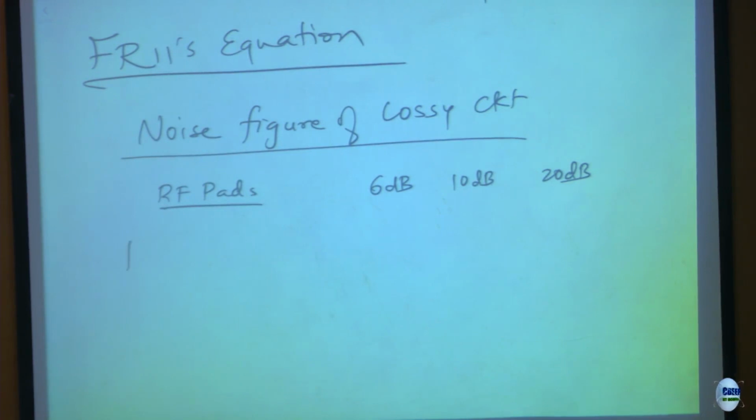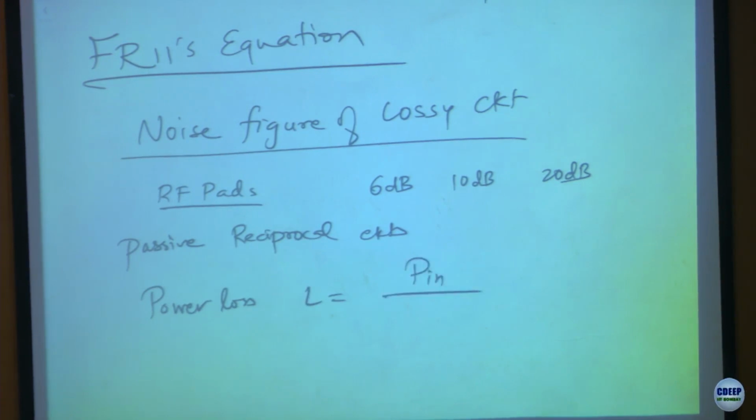So these are all passive, not active circuits, reciprocal circuits, and the power loss L is given by P in divided by P out. And this P in is basically available. The word available means the maximum you can get out of that under match condition. So available source power, and P out is available power at output.